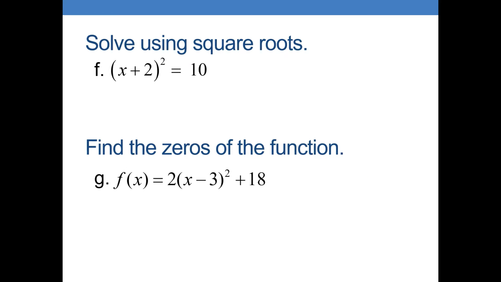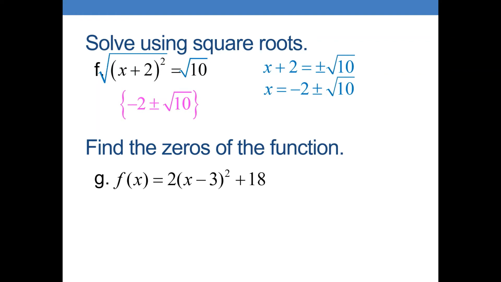Here, instead of a variable squared, we have a binomial squared. So we consider that the squared term. And in equation F, the squared term is already isolated. So we just start by taking the square root of both sides. That eliminates the exponent on the left and brings in a plus or minus on the right. Finally, to isolate x, we subtract 2 from both sides. That's it. That's our answer. You can leave it like that if you'd like, or you can use set notation.